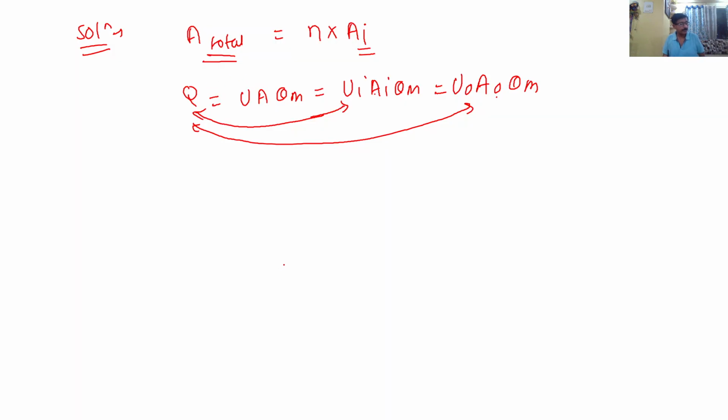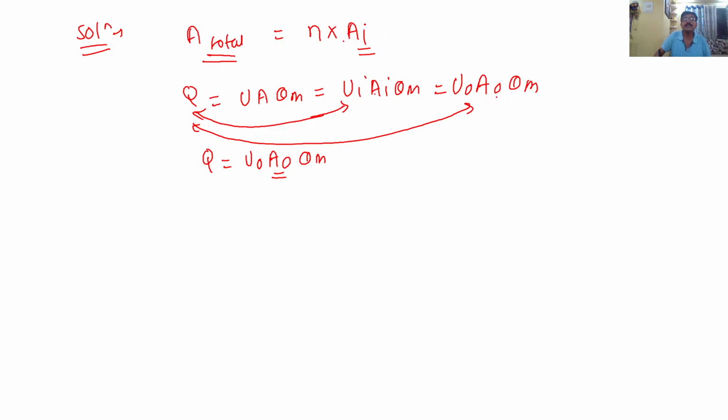Before this, we have solved problems on the basis of inner area. As I promised in the last lecture, we have solved two problems on inner area, and this problem we will solve on the basis of outer area. So I will take Q is equal to Uo Ao theta M. If I want to know Ao, the outer area of the heat exchanger in totality, what to do?